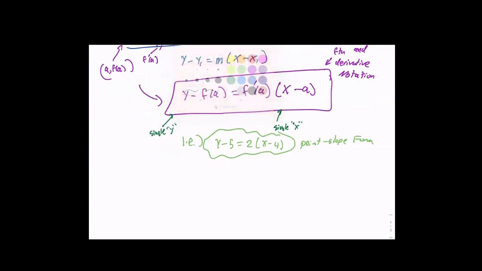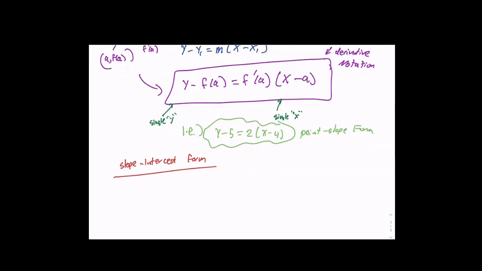The last, I'm thinking of all this mostly as being vocabulary, things that we need to recognize. We have slope intercept form. Can anybody just remind me what slope intercept form is? Like y equals mx plus b? Y equals mx plus b.